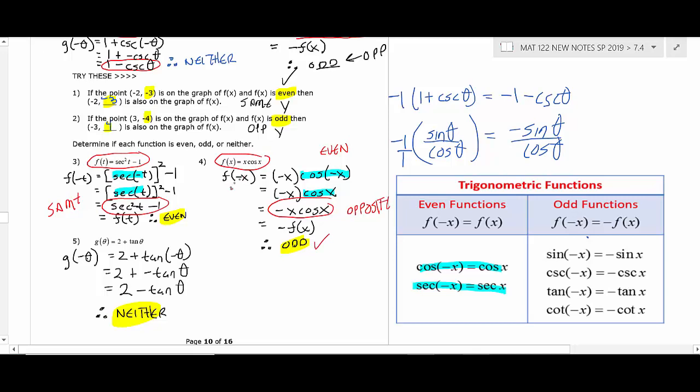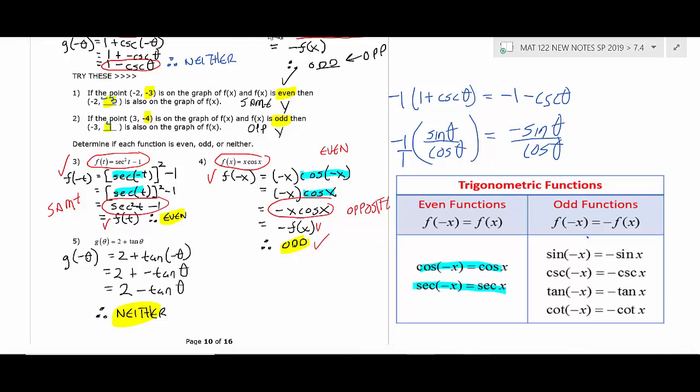Now, if you didn't write this conclusion, write it. You want to always write that. f of -x became negative f of x. Over here, f of -t became f of t. And that's the idea. This one turned out to be neither.